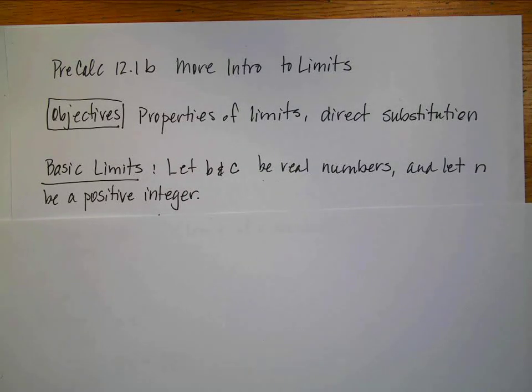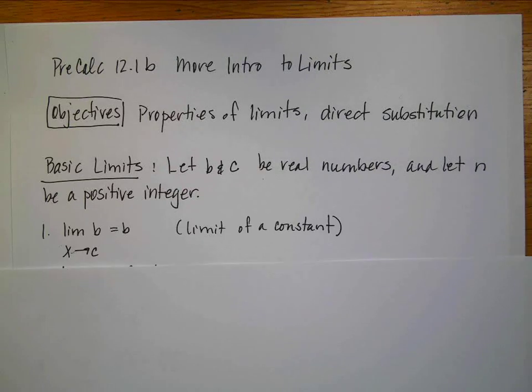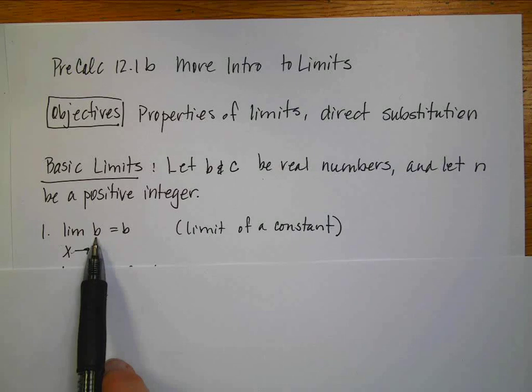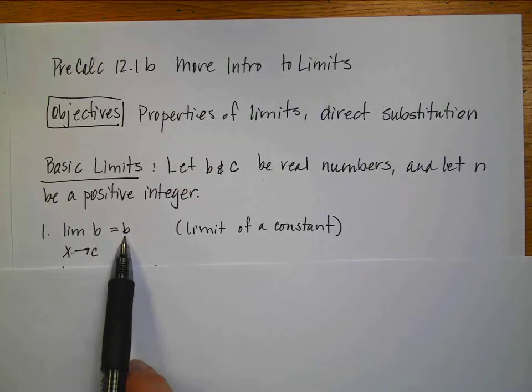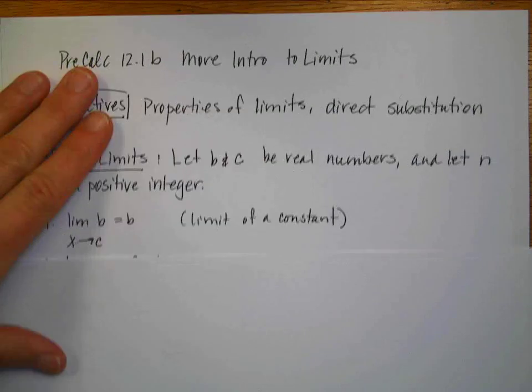So as we get started, let's define some variables. b and c are going to be real numbers, and n is going to be a positive integer. So the first one is if I take the limit of a constant, then that means the limit is the constant. So that's not too difficult.